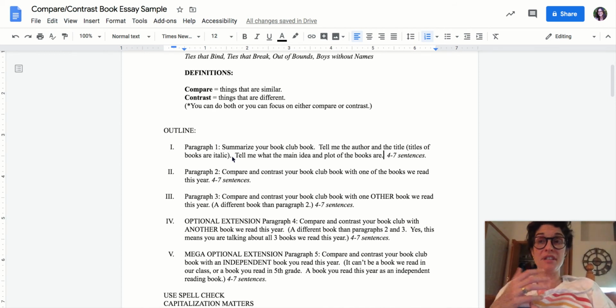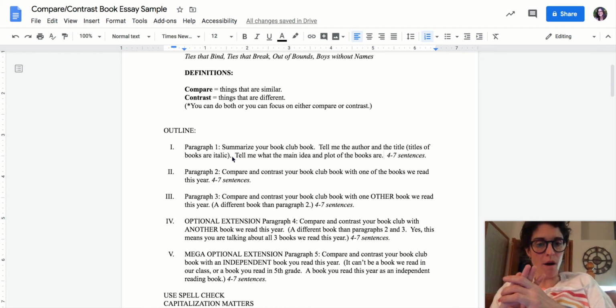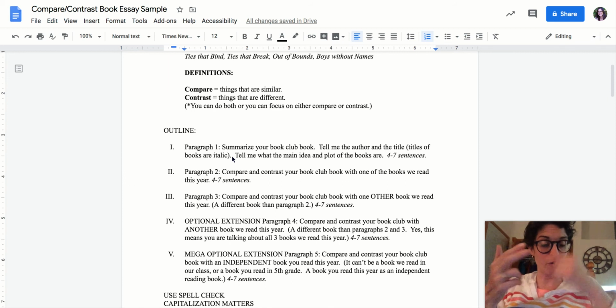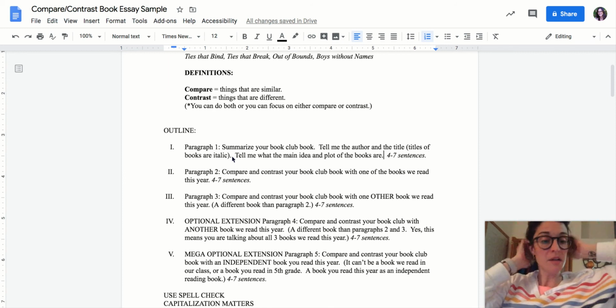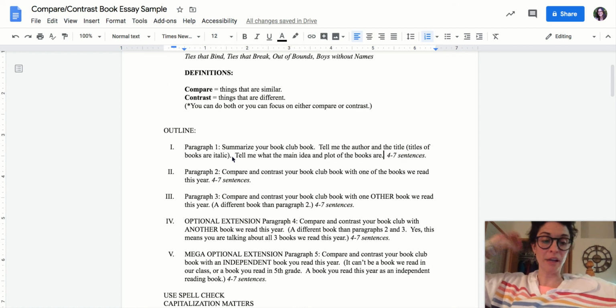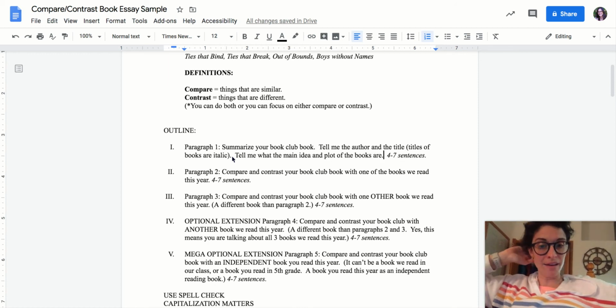If you have the time and the energy and the desire to go beyond my expectations, here are some ways to extend. Paragraph 4. Compare and contrast your book club book with the last book we read of the year. So if you've already done the first 2, now you've got to connect it with the 3rd book. It's optional. If you don't want to, if you'd like to just pick 2 of the 3 books, that's great. And again, 4 to 7 sentences.